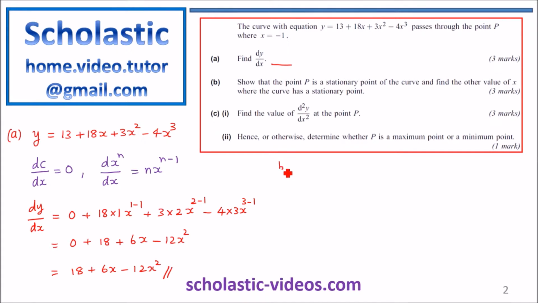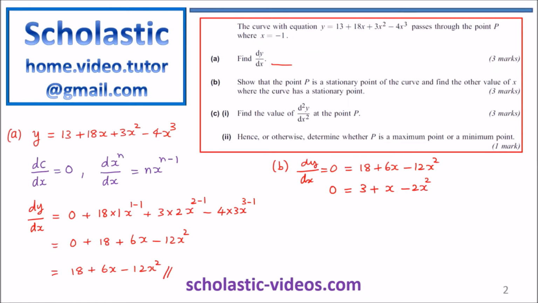Okay, part B is now to find the stationary points. That means dy by dx equals 0, which is 18 plus 6x minus 12x squared equals 0. We can divide the whole thing by 6, so we have 3 plus x minus 2x squared, which is a quadratic equation. Now we need to find the factors of this quadratic equation.